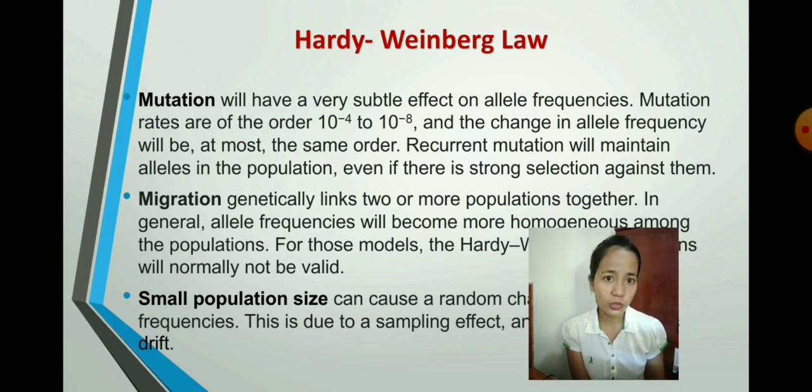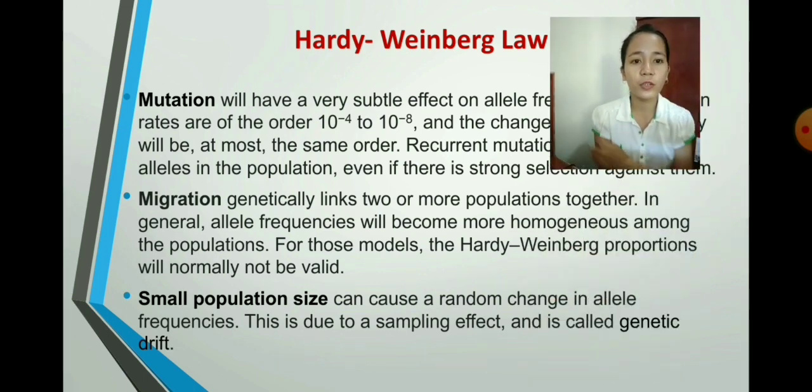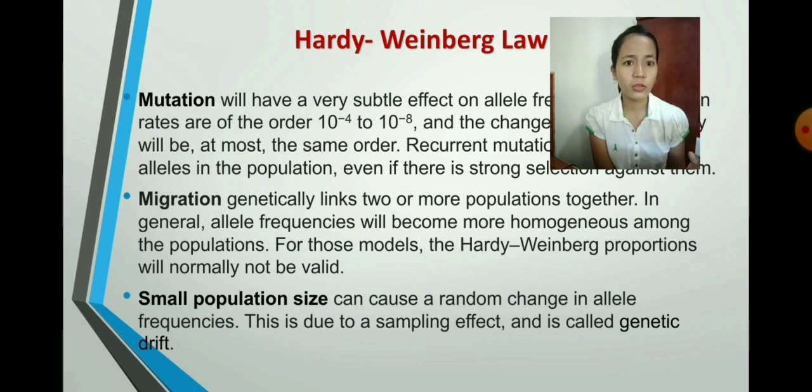Migration genetically links two or more populations together. In general, allele frequency will become more homogeneous among the populations. For those models, Hardy and Weinberg proportions are normally not valid. For example, in a certain population, if individuals migrate into a population, the variety of alleles decreases, and so the probability that the population becomes homogeneous increases.